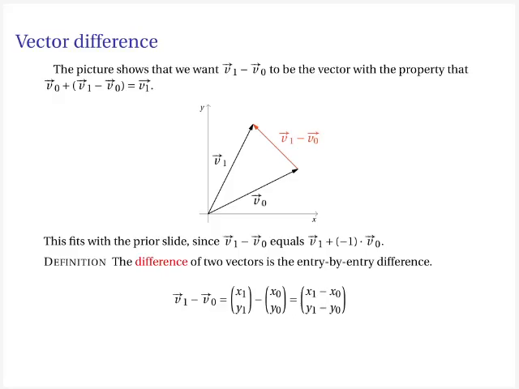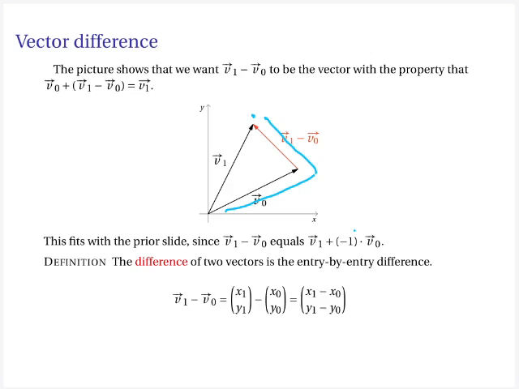I did addition, I did multiplication by a real number, now I'm doing subtraction. You're just ticking through the boxes in this mathematically quick way, but I already cautioned you that you can lose sight of the idea behind the presentation. So this shows that we want v1 minus v0 to be the vector with the property that if you take v0 and combine it with v1 minus v0, you end up at the endpoint of v1. And that of course fits perfectly well. So v1 minus v0 also fits with the prior slide, because v1 plus negative 1 times v0 will give you the same result.